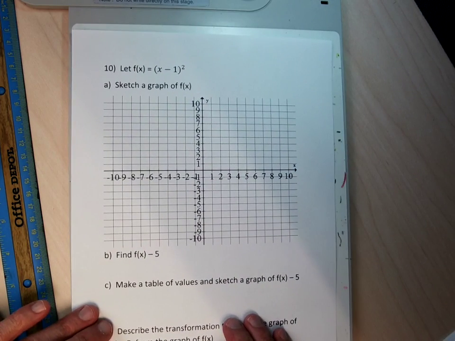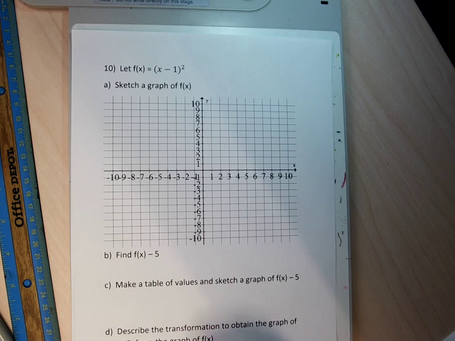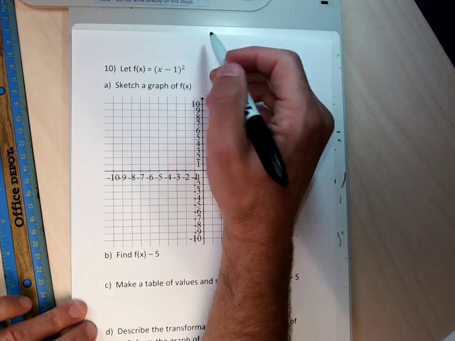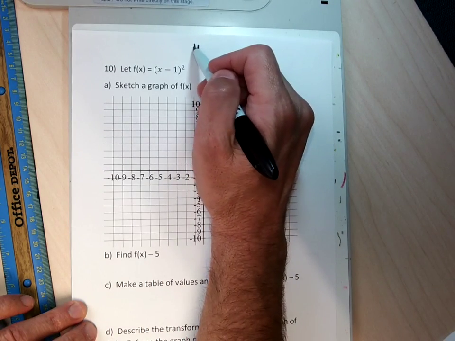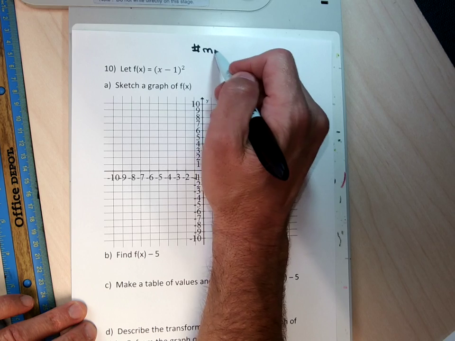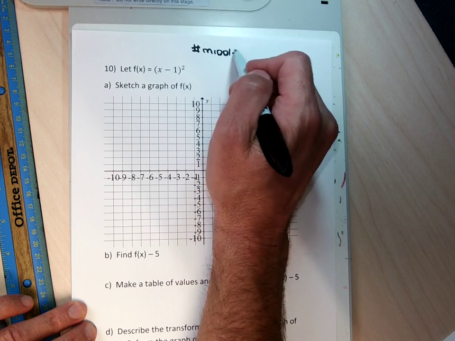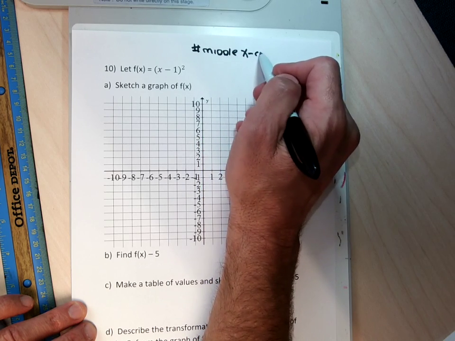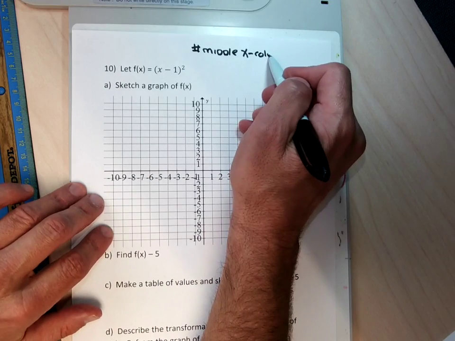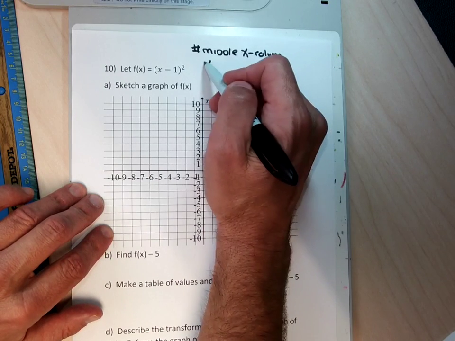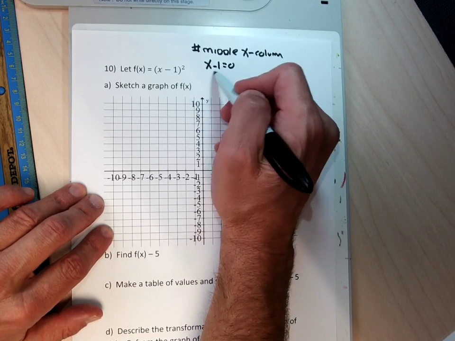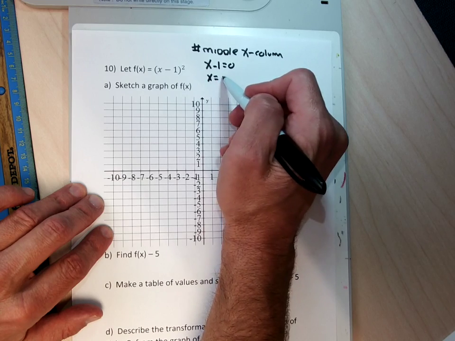10 wants me to graph f of x equals x minus 1 quantity squared. I'll do that in black. And I need the number for the middle of my x column. I'm not going to use the table that I used earlier. So the number for the middle of my x column, when I do the graph of x minus 1 quantity squared, I'm just going to go x minus 1 equal to 0. I'm going to add 1 to both sides and get x equal to 1.